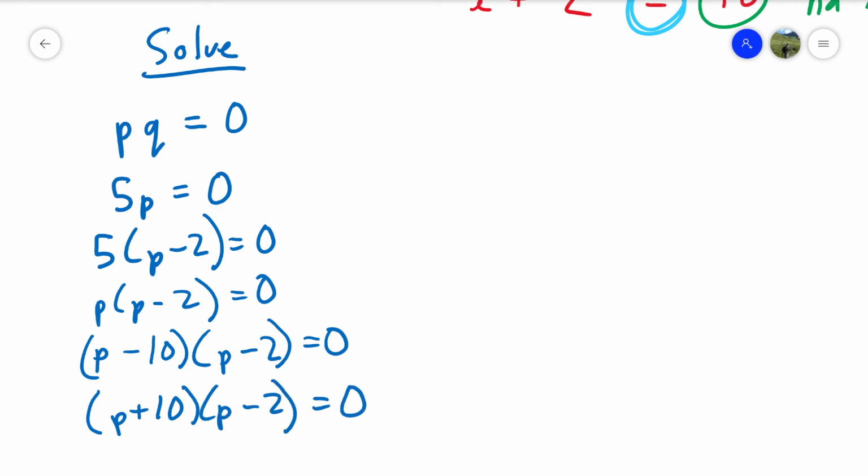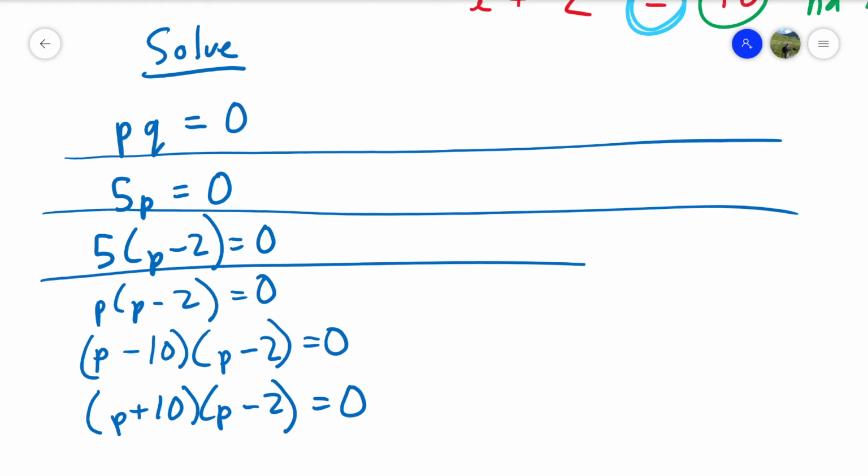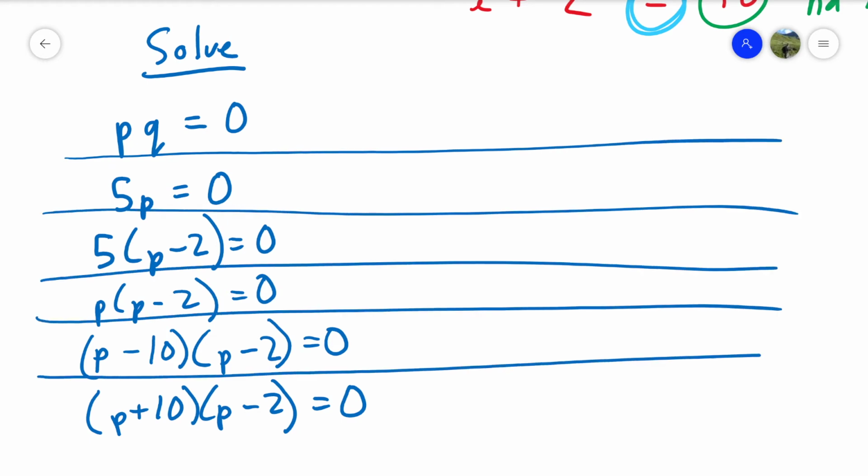Okay, have a go in your own time. Obviously try and keep track of your answers. I'm going to add some lines just so we can see which answer is which. Okay, so this is going to be P equals 0 and/or Q equals 0.